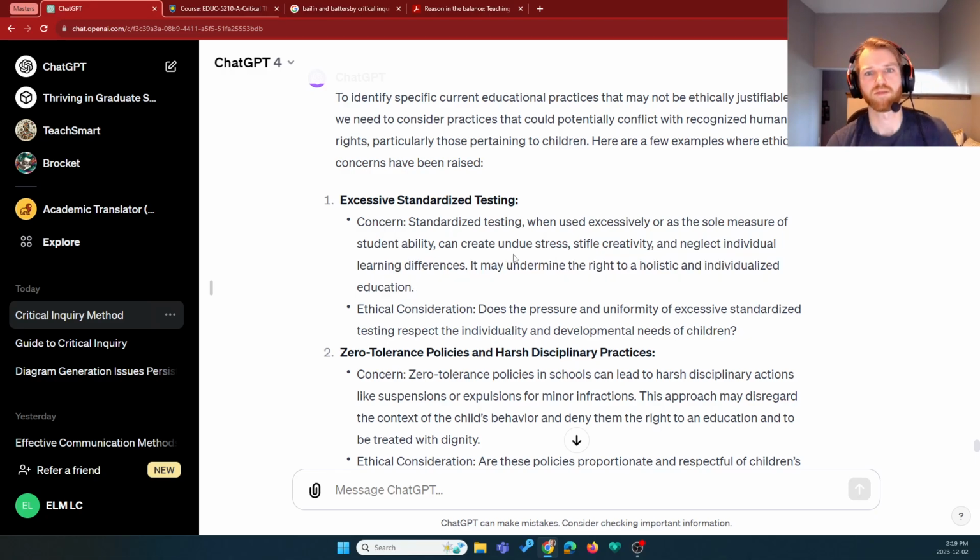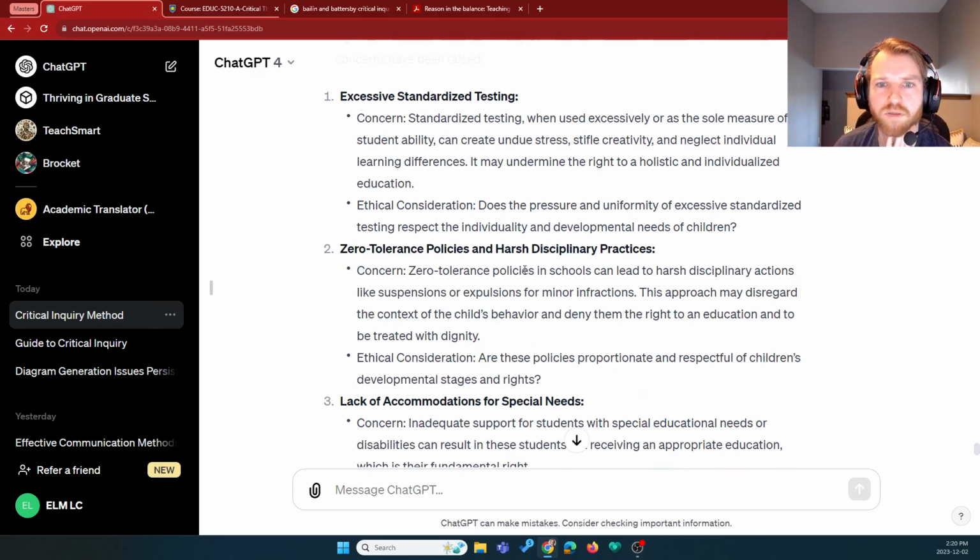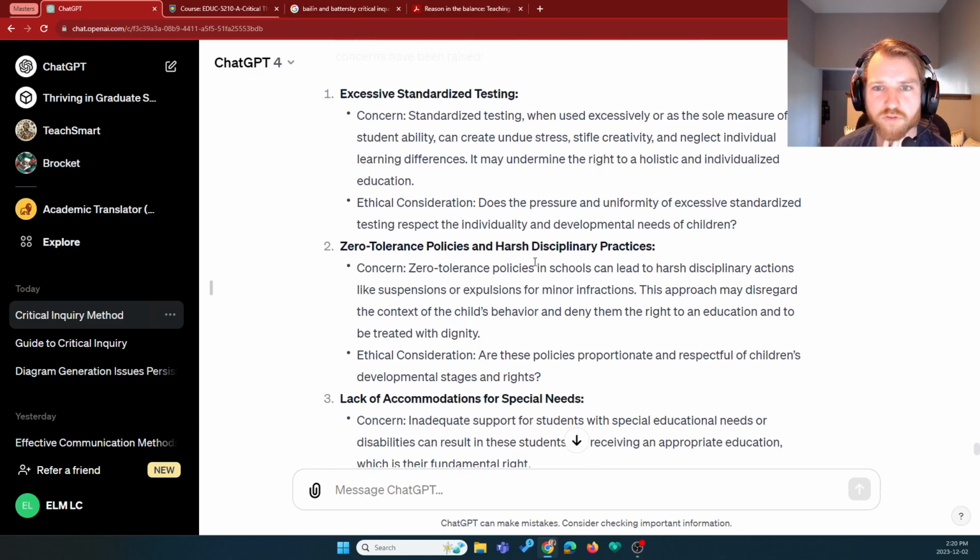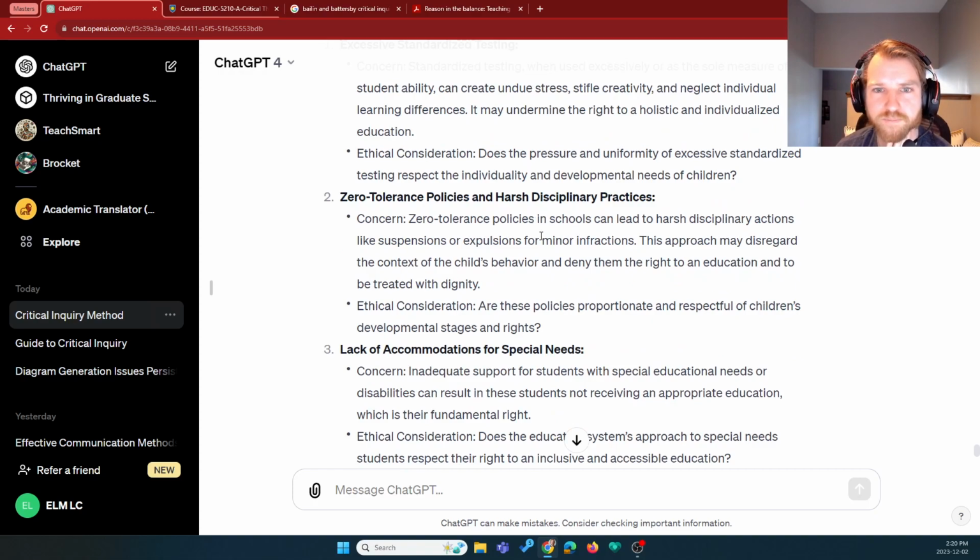I mean, I don't completely disagree, but that does feel like a response that's just saying, well, that's something that's not good about our testing system, but I don't think its explanation of it is super nuanced. Zero tolerance policies and harsh disciplinary practices, like suspensions and expulsions for minor infractions, disregard the context of the child's behavior, deny them the right to an education, and to be treated with dignity.